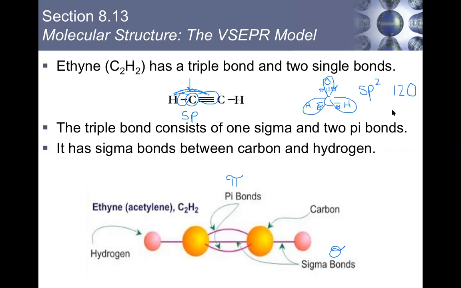Trigonal planar. Wait, so why wouldn't it be sp cubed? Why wouldn't it be 3 instead of 2? Because you count the domains.